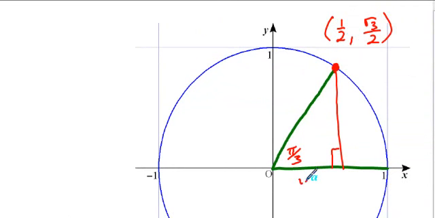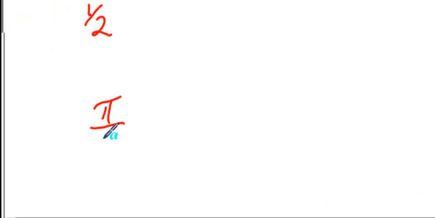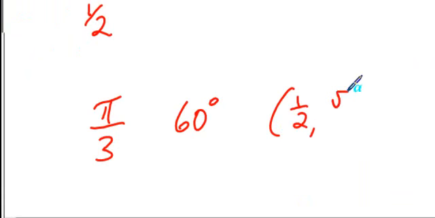So this has a distance of 1/2, and this has square root of 3 over 2. That's obviously 1. So an endpoint that corresponds to pi over 3. So we have pi over 3, which we can use a conversion, but is essentially the same as 60 degrees. Have the endpoints 1/2, square root of 3 over 2.